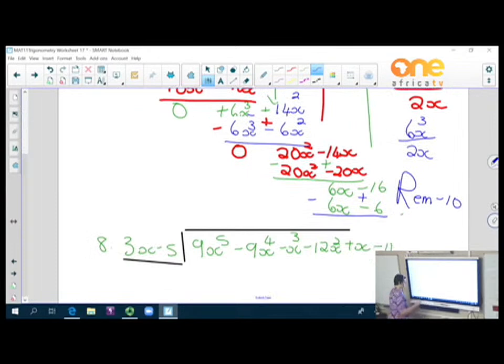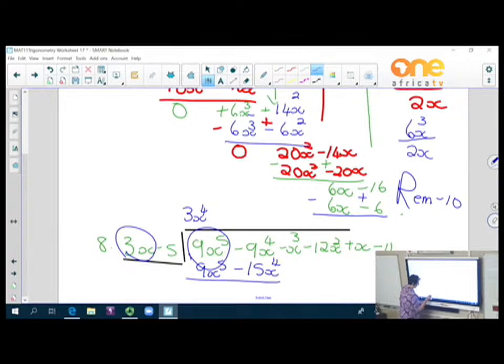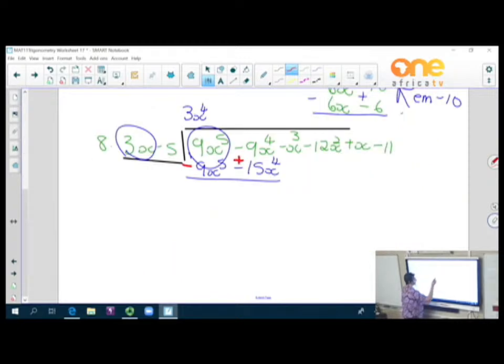So same thing here. Here's a coefficient, but you are still going to divide into that number in the same way. So this is 3x to the power of 4, multiply. Then you have 9x5 minus 15x4. So now we are subtracting, so we change the second signs here. So negative 9 plus 15 is then 6x4. Bring down this one, negative x3.